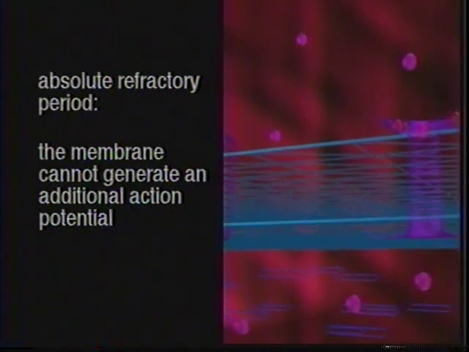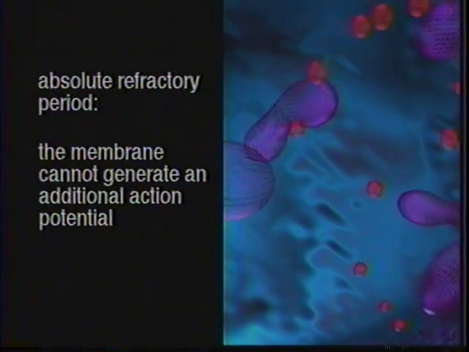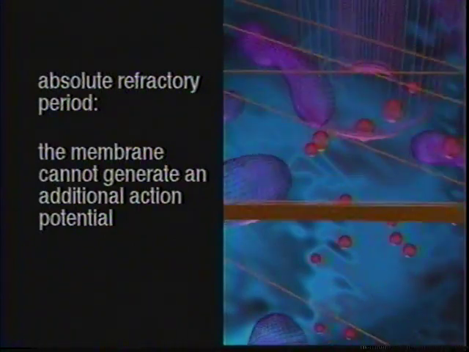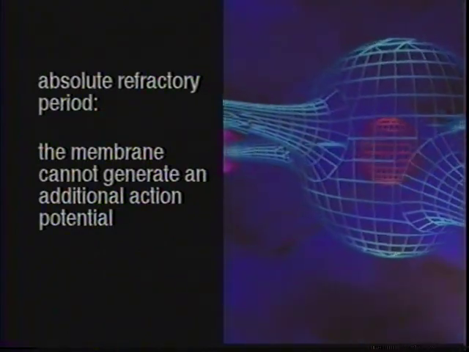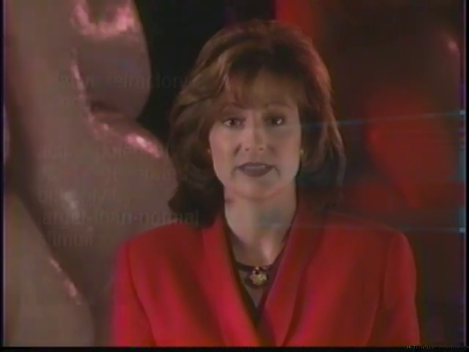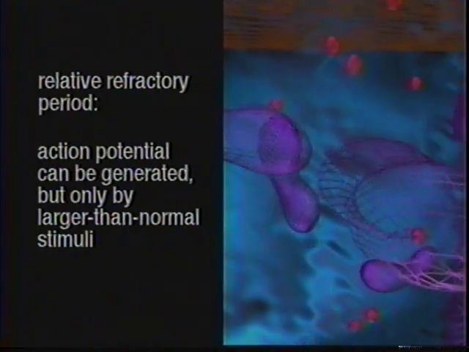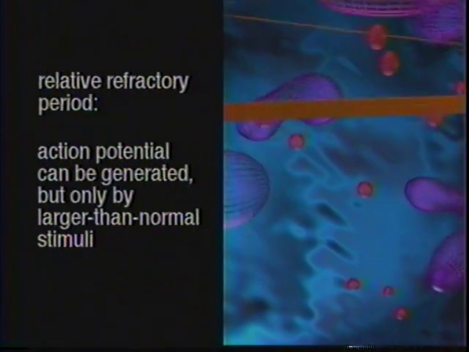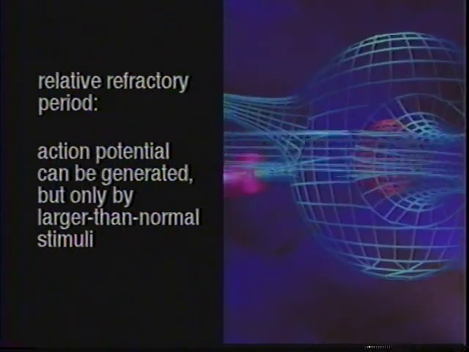During the absolute refractory period, the membrane cannot generate an additional action potential no matter how strong the stimulus is. This occurs while the voltage-regulated sodium channels are open and when they are closed and inactivated. The absolute refractory period typically extends until a transmembrane potential repolarizes to near threshold levels. During the relative refractory period, which occurs while the voltage-regulated potassium channels are open, another action potential can be generated, but only by larger than normal stimuli.